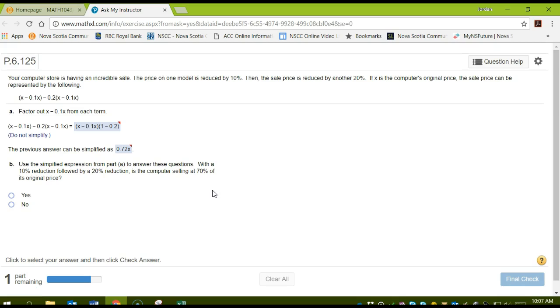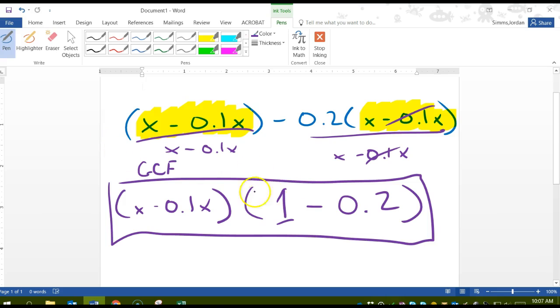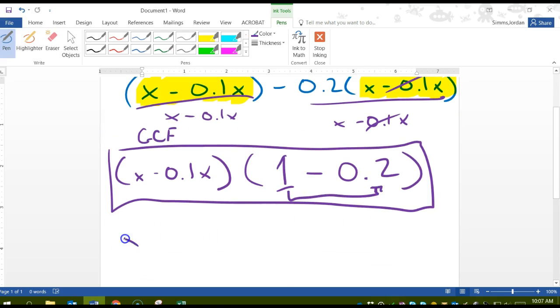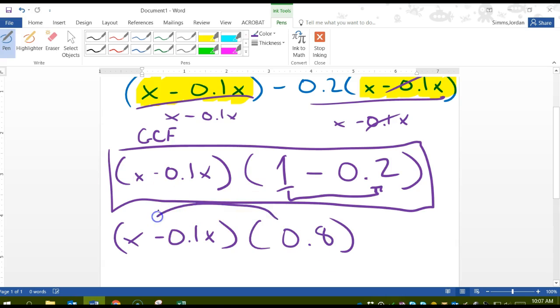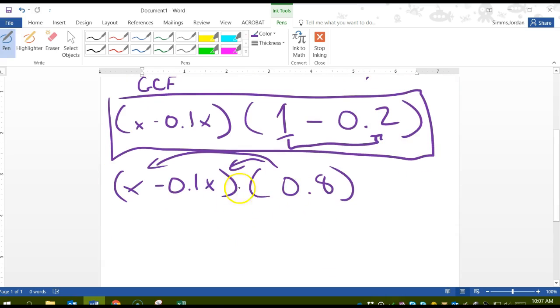Then, for the previous answer, we can simplify that. If we think about this, we can combine like terms here and here, right? So this is x minus 0.1x times, and we're just basically going to take that away. This is going to be 0.8 on that one, okay? And then you could basically distribute like so. If we distribute this out, that's going to be 0.8x minus, and then this is going to be 0.8.